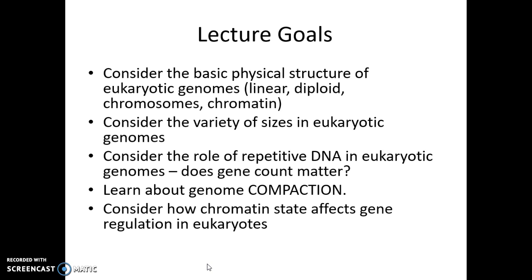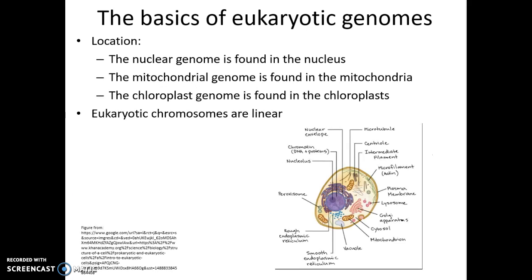We're going to consider the variety of sizes in eukaryotic genomes briefly. We're going to talk just a little bit about the role of repetitive DNA in eukaryotic genomes and the idea of gene count and how much it does or doesn't matter. And we're going to talk about genome compaction. And then we're also going to talk about how the state of chromatin affects gene regulation in eukaryotes.